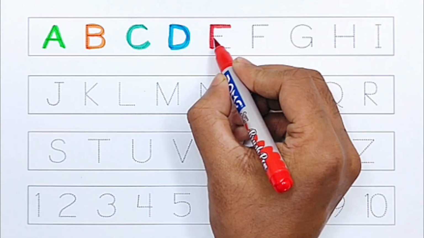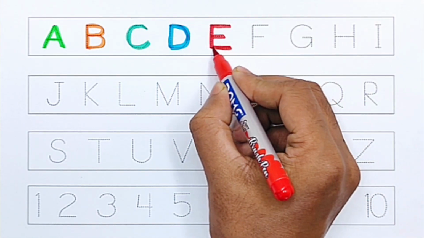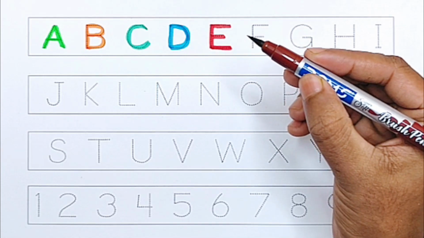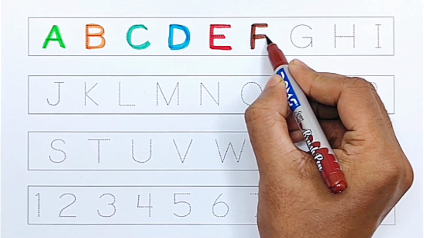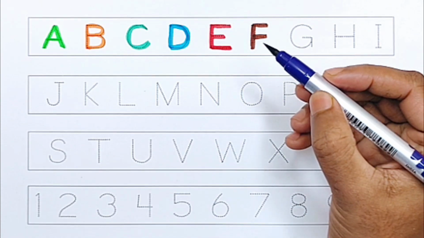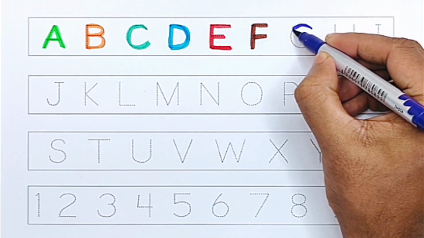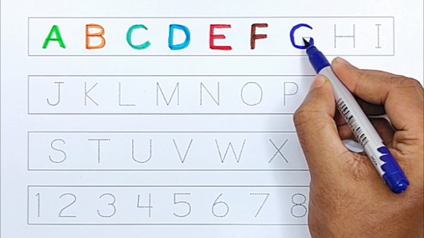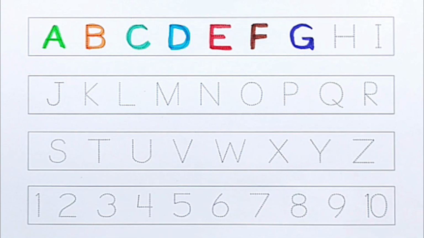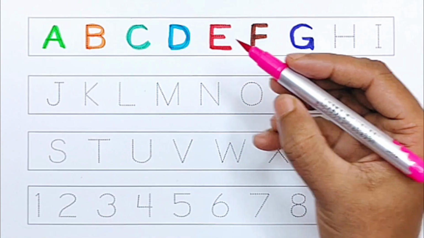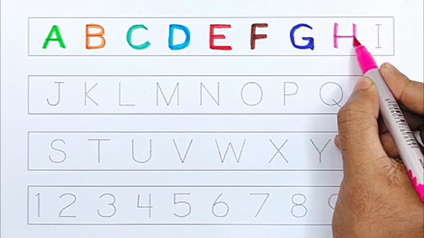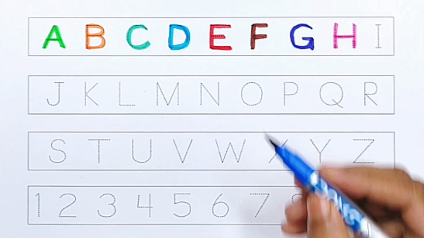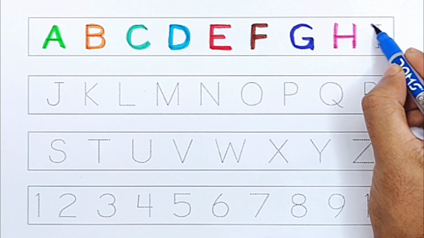E for egg, brown color. F for fish, purple color. G for grapes, pink color. H for hand, blue color.